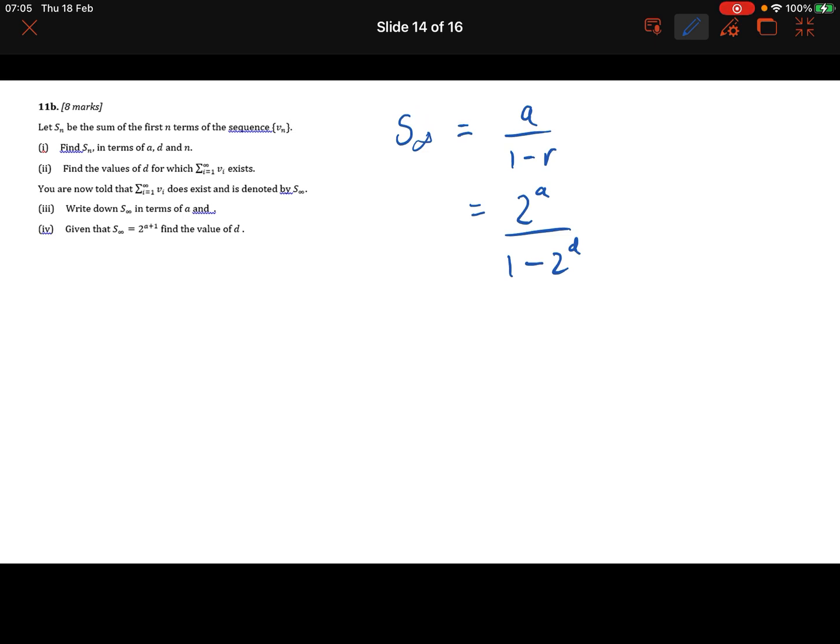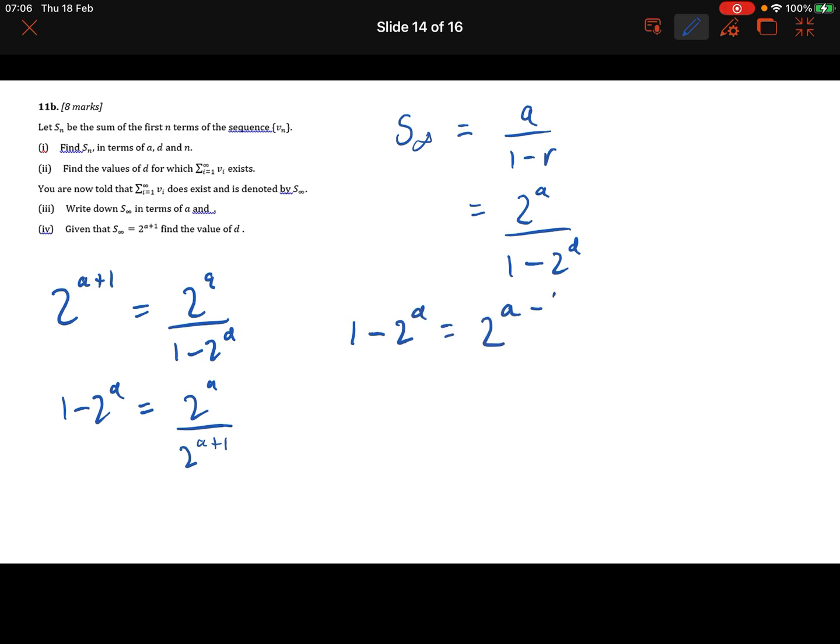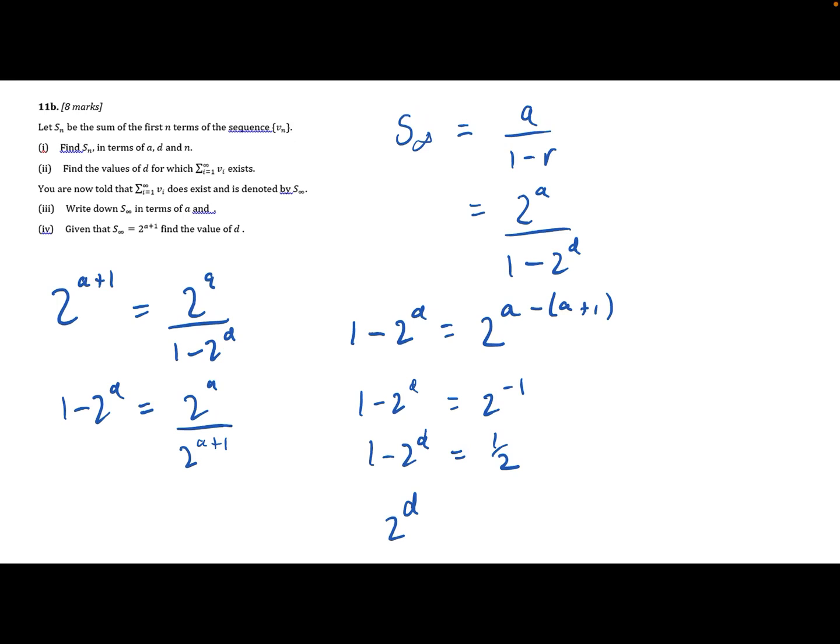Given that the sum to infinity is equal to 2 to the a plus 1, find the value of d. So when is 2 to the a plus 1 equal to 2 to the a over 1 minus 2 to the d? Well, quick rearrangement. 1 minus 2 to the d equals 2 to the a over 2 to the a plus 1. Rules of indices: 1 minus 2 to the d equals 2 to the a minus (a plus 1). So 1 minus 2 to the d equals 2 to the negative 1. Sorry, that being too quick. So 1 minus 2 to the d equals a half. So 2 to the d equals, take that over, 1/2, so therefore d equals -1. And the job is done.